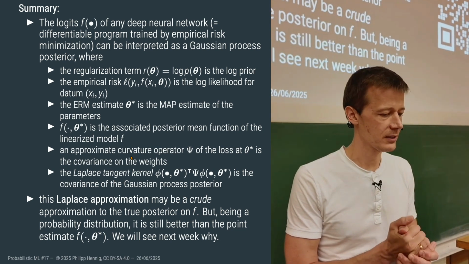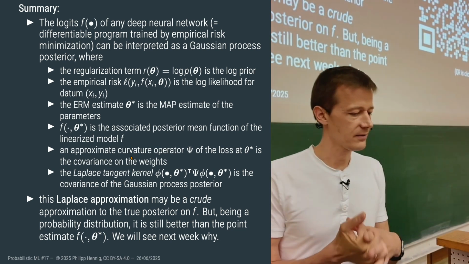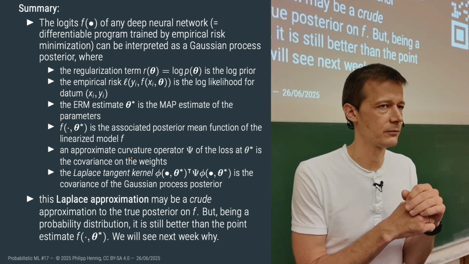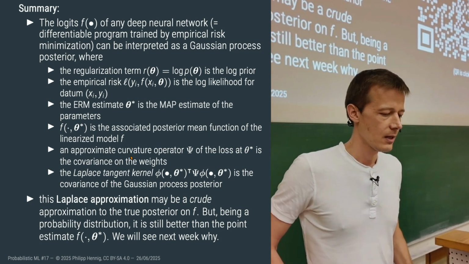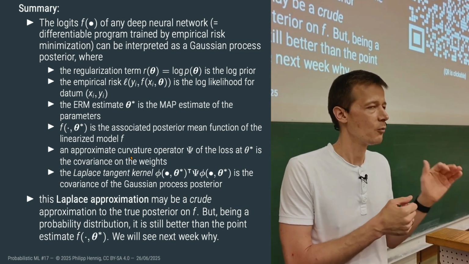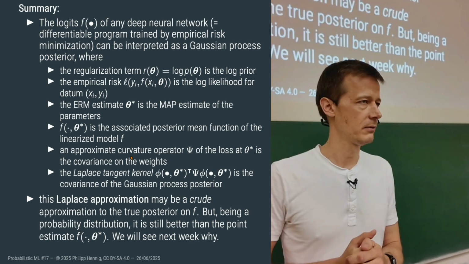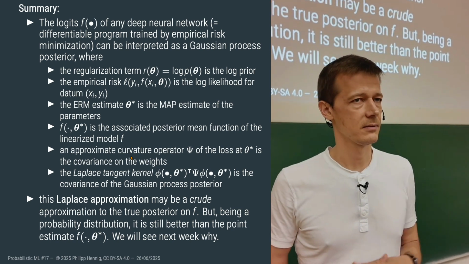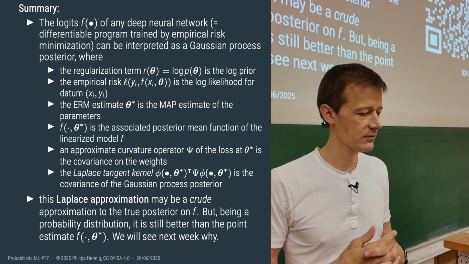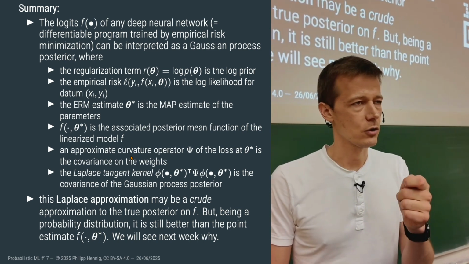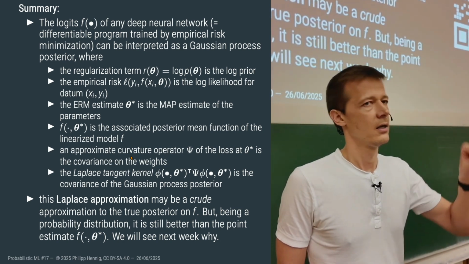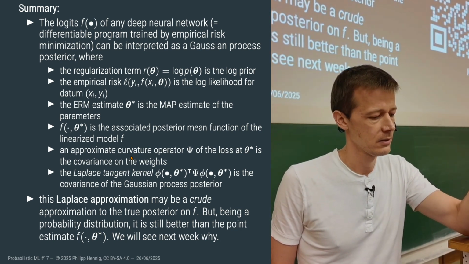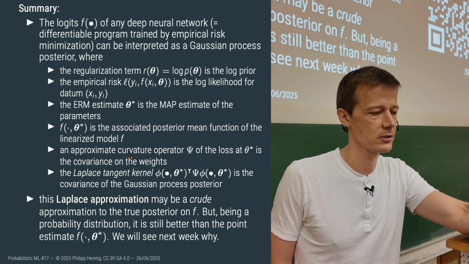That's actually the end. Let me summarize. So first of all, I made this bold claim, deliberately bold, that you can think of the logits of a trained neural network, the function f, the actual differentiable program, as a Gaussian process posterior when it has been trained on a data set, where the regularizer of the empirical risk minimization training is a log prior, the empirical risk is a log likelihood, the learned weights, the minimizer of the empirical risk, is a MAP estimate under this interpretation, and the corresponding model in function space is a Gaussian process where the trained neural network is the mean function, the curvature of the loss in parameter space, psi, is the covariance on the weights of an associated Gaussian distribution on the weights.